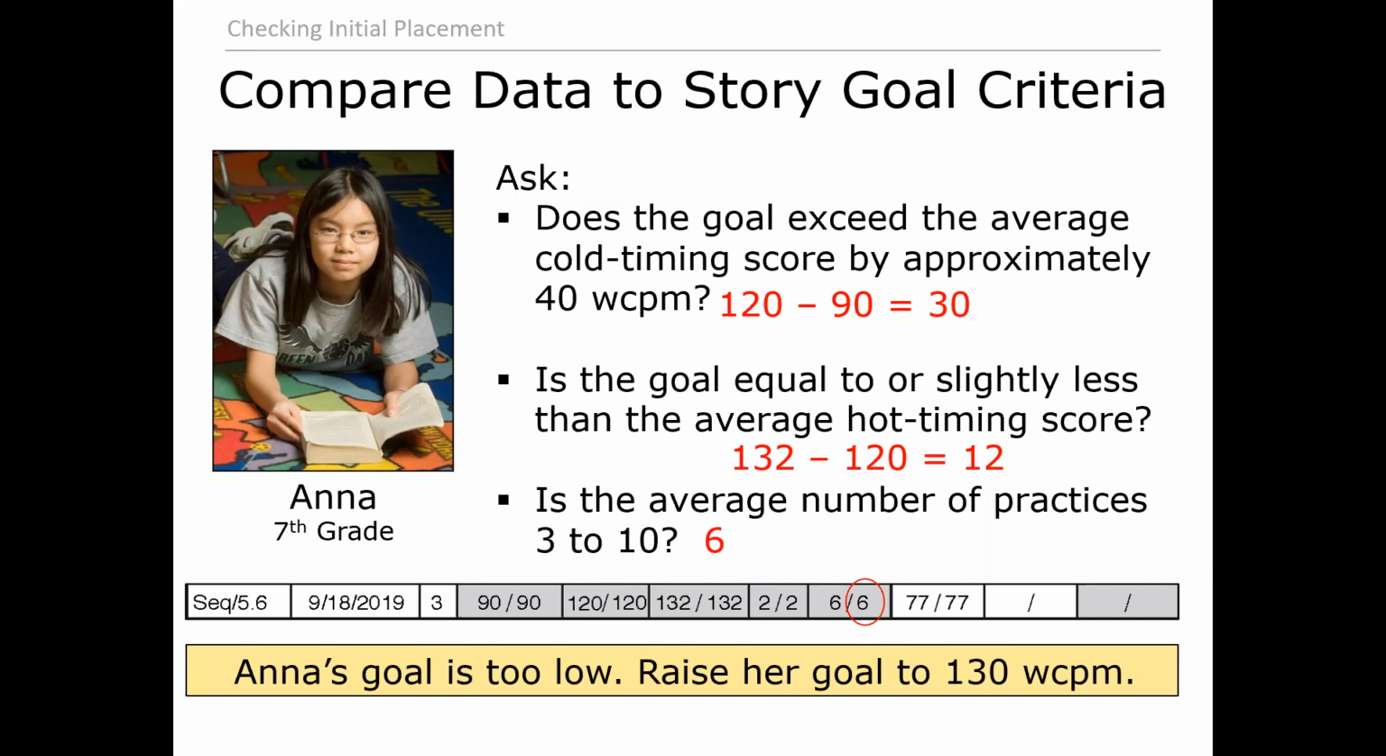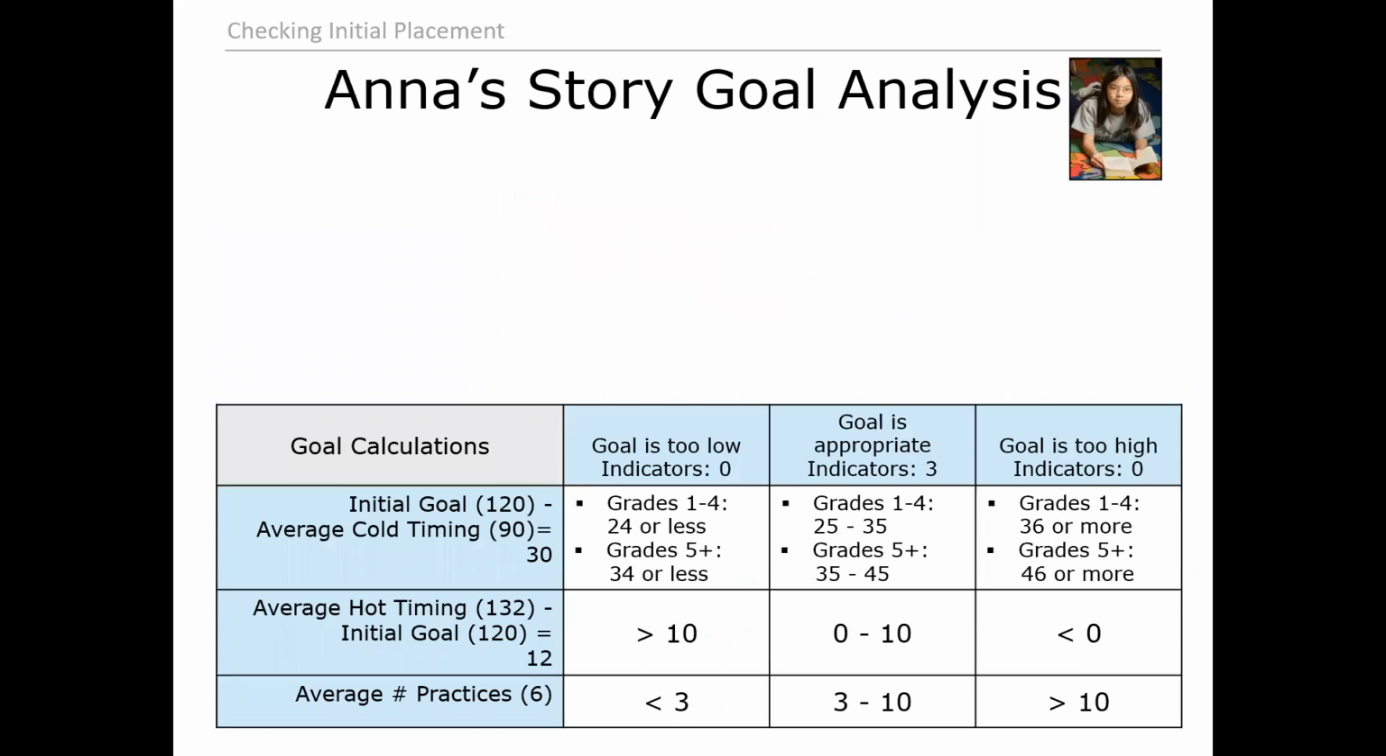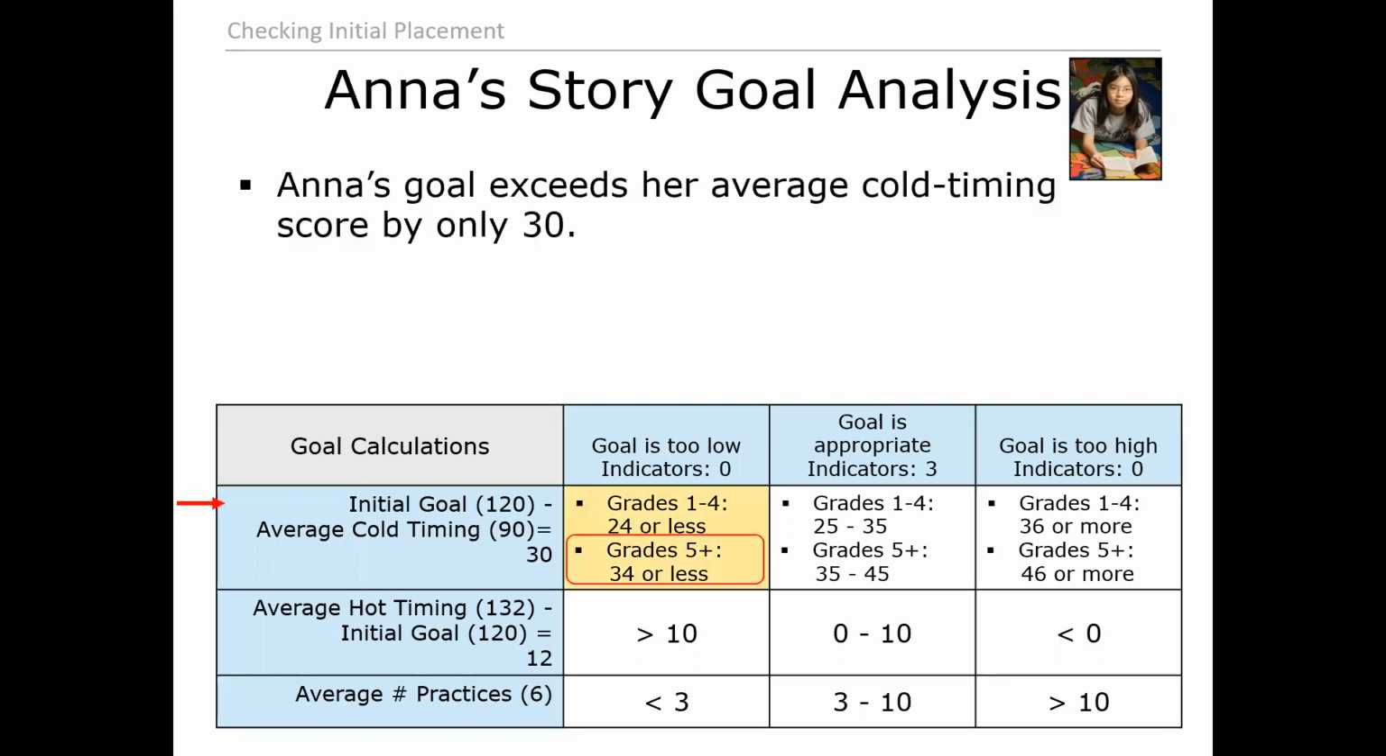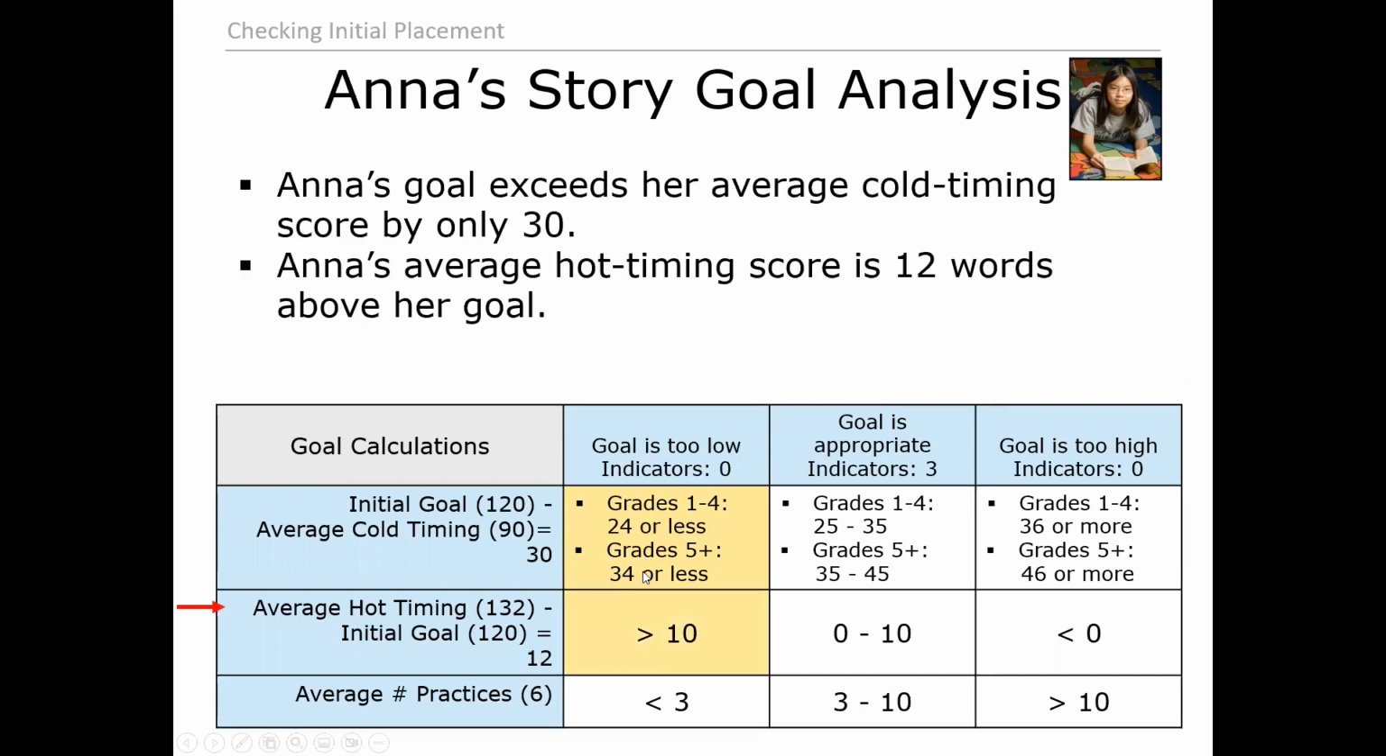All right, now we have a similar table for goal calculations on our website. And again, I'm going to send you that link. But let's take a look at this level analysis to see the rationale here with regards to goal. We can see that the average cold timing score was 90 and her initial goal was 120. And that's indicating that it's too low because it's more than 10, because it's too far away.